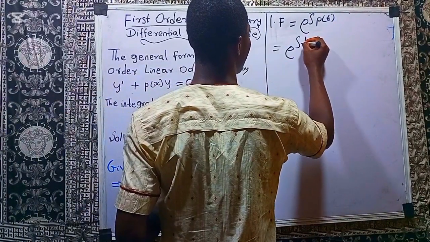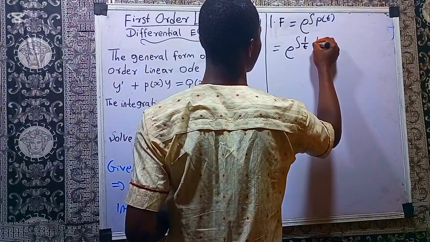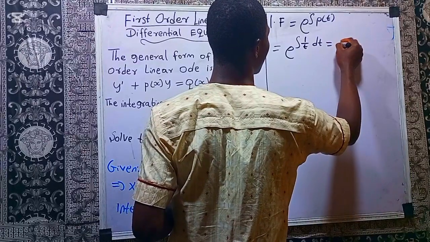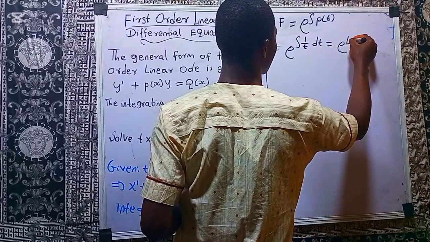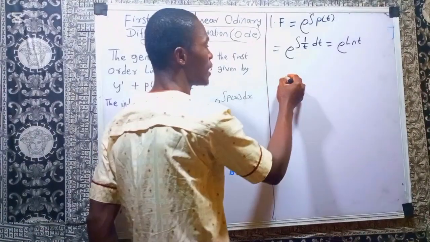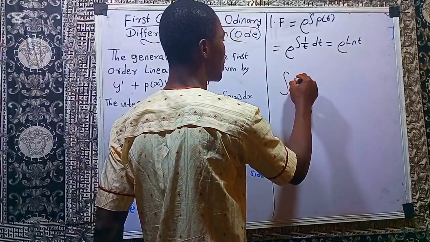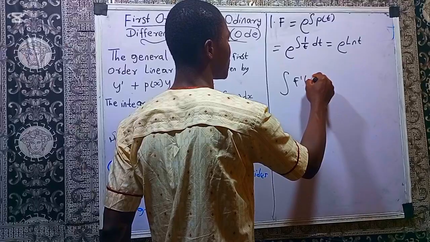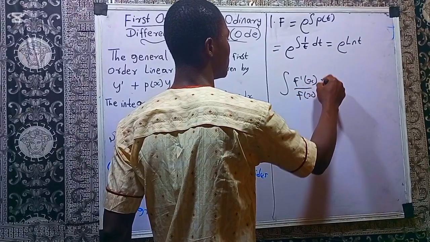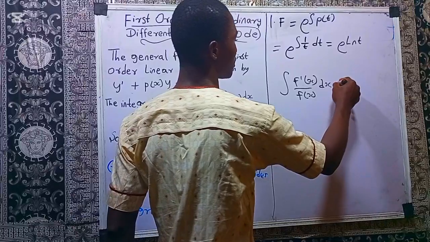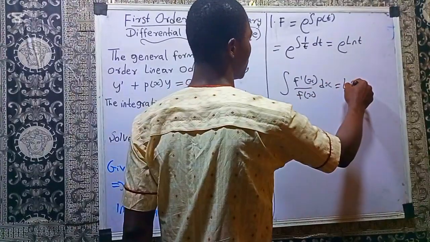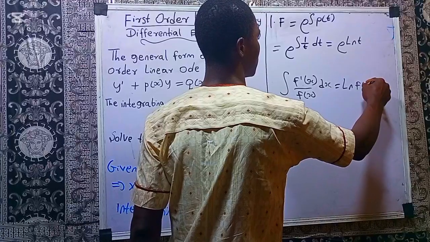That's 1 over t dt. So this will be exponential ln of t. Now, whenever you are integrating a function like this, integral of f prime of x over f of x dx, the result will be ln of the denominator, ln of f of x.